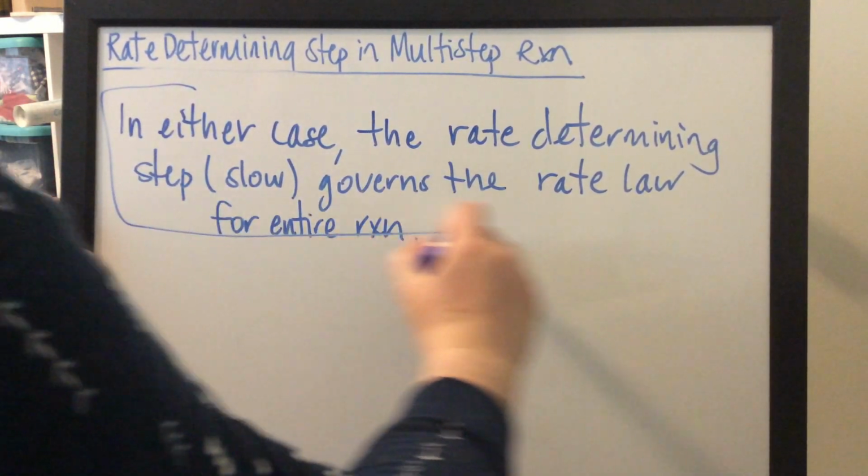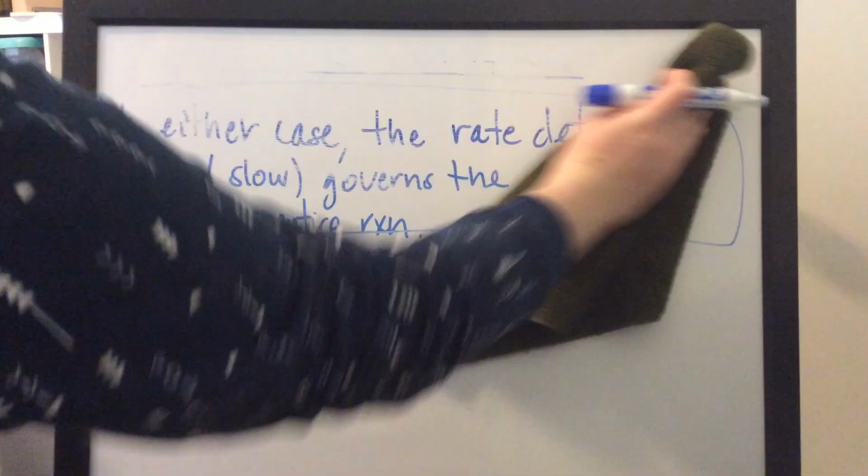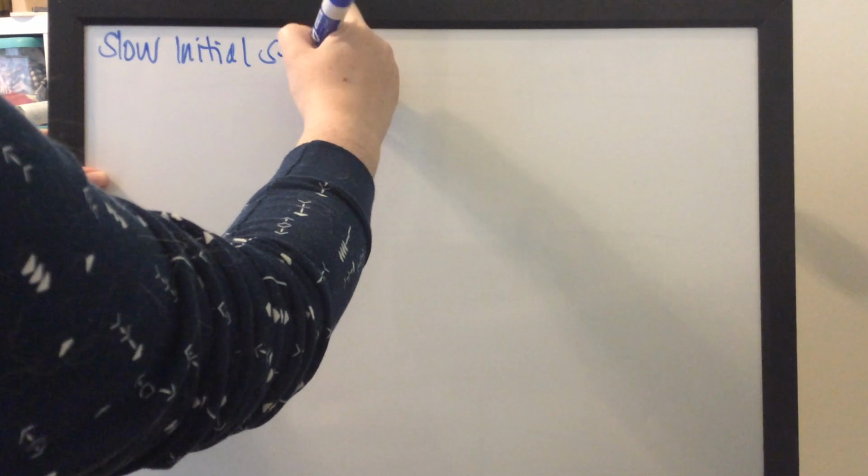Okay, so this is a big takeaway. In either case, no matter which one we're talking about, the rate determining step or the slow step is going to govern the rate law for the entire reaction. And we're going to see that in just a minute when we do these two specific examples. Okay, so the first one we're going to do is the one that's fairly straightforward, which is the slow initial step. And your paper already has this written out.